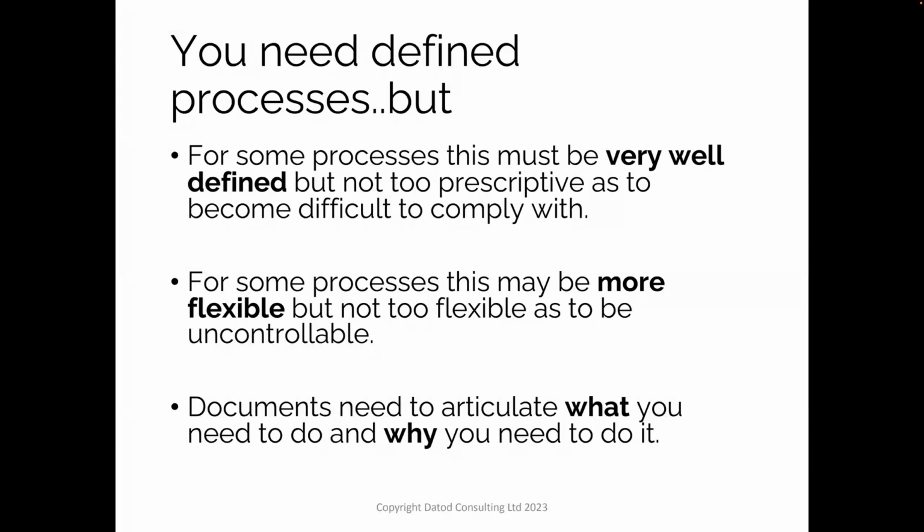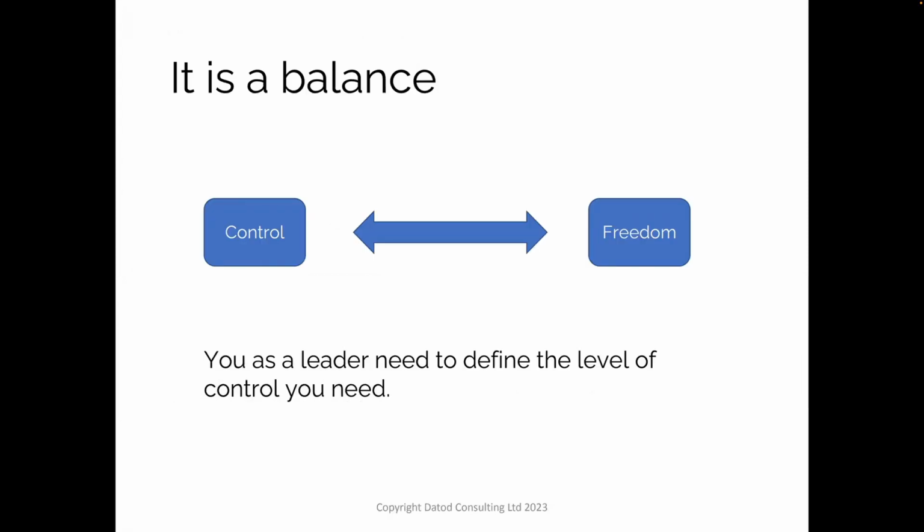So you need to make sure that the documentation describing processes articulates to the individual who has to execute the process what they need to do and why they need to do it. It's focusing on these two aspects within the documentation. So we're back to a very common slide. Again, it's a balance between two extremes: trying to control the environment completely versus letting it run free, with complete freedom to do things. And you as a leader have to define the level of control you want and where on this spectrum you sit in terms of how well you define the procedures and processes within your organization.